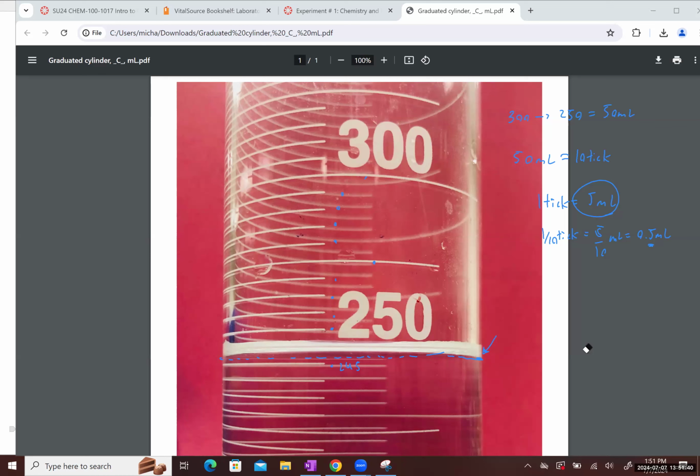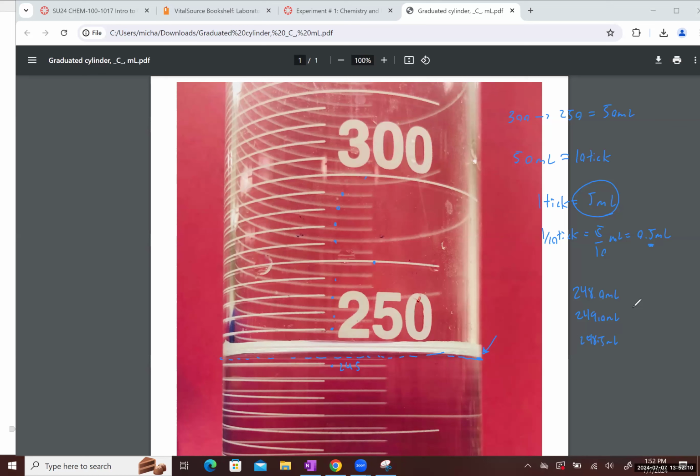Let's try to take a measurement. We're a little bit below 250. So you could report this as 248.0 mils. That would be fine. 249.0 is also fine. 248.5 is also fine, as long as we're matching the certain and estimated digits.